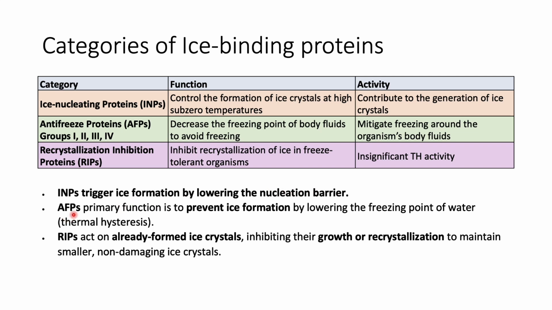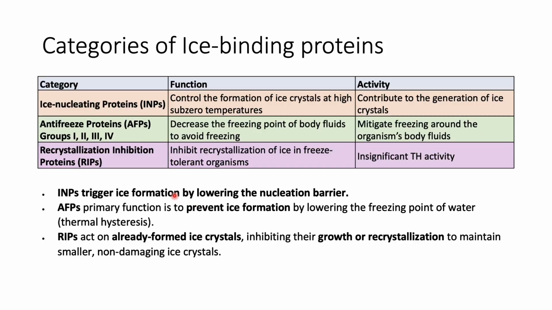Whereas the AFP's primary function is to prevent the ice formation by lowering the freezing point of water. In the case of recrystallization inhibition protein, they work on already formed ice crystals by inhibiting their growth or recrystallization to maintain smaller non-damaging ice crystals, because this is another type of mechanism by which they actually stop.